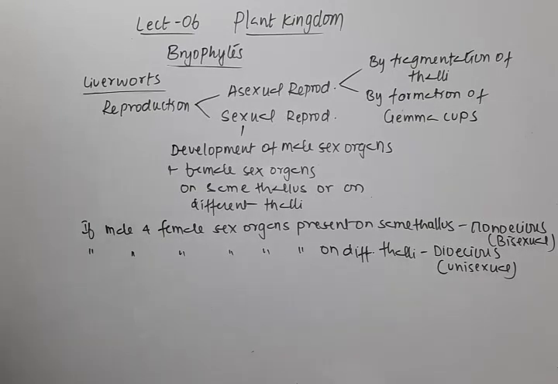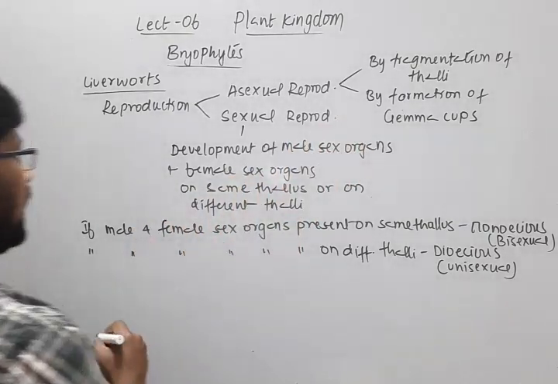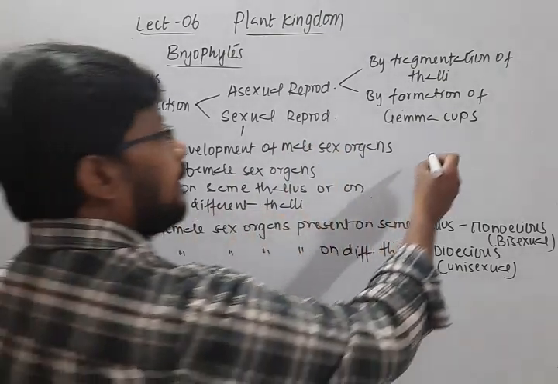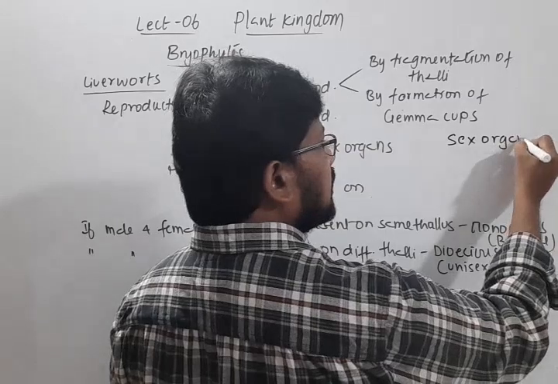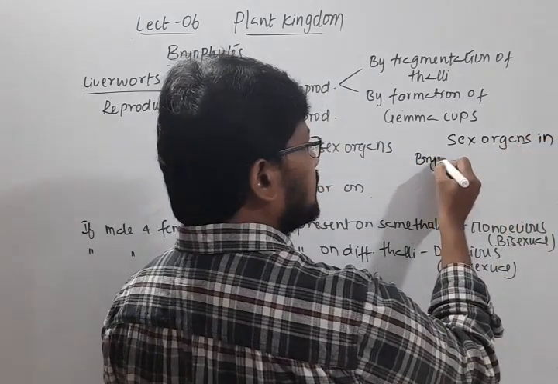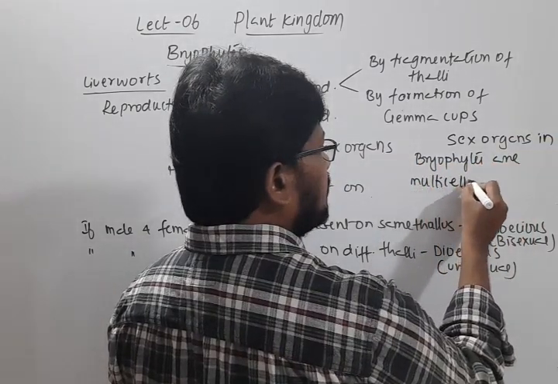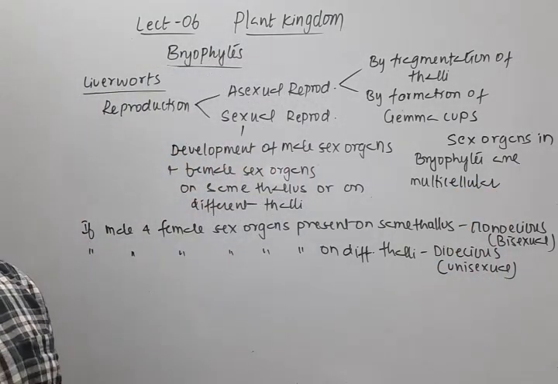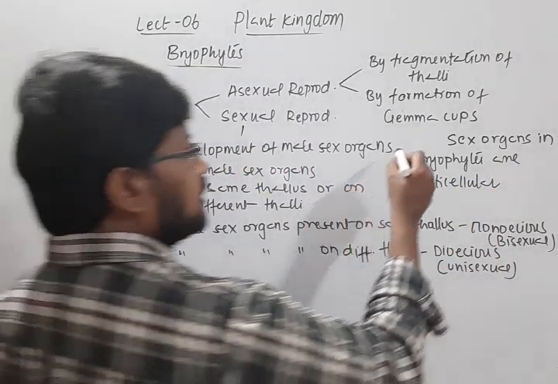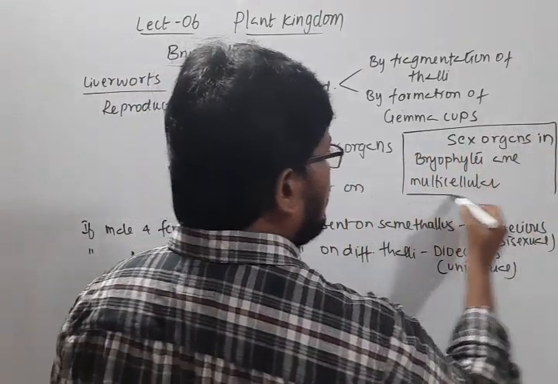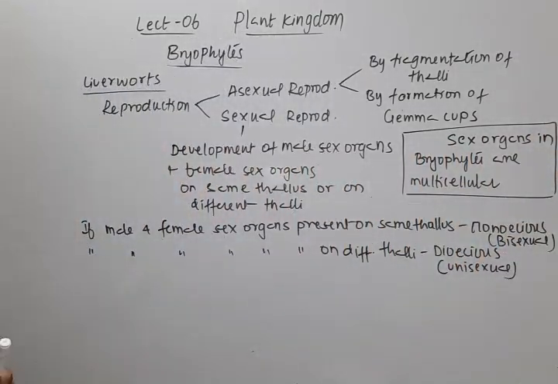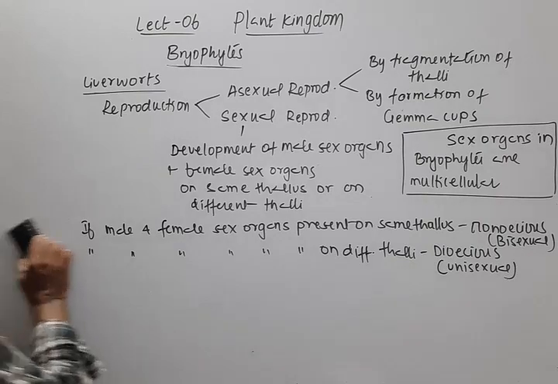And these sex organs are multicellular. The sex organs in bryophytes are multicellular, so they are made up of many cells. Here let's see how the sexual reproduction takes place. The male sex organ is called antheridium.